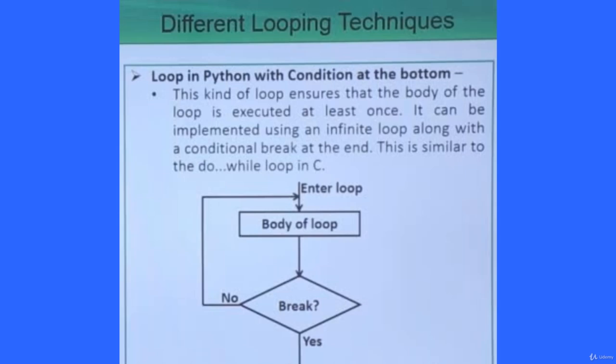So control will come down here, then the body of the loop is there. If the break is there, then it will come out, that is the exit loop, otherwise the loop will be continued.